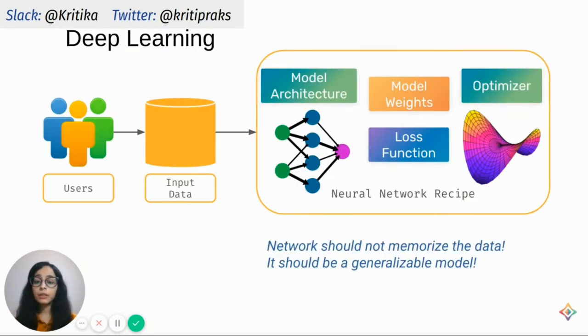So now we look at the application that we're interested in, that is deep learning. Deep learning is a way where we take input data from users and we apply a neural network recipe for prediction on top of it.